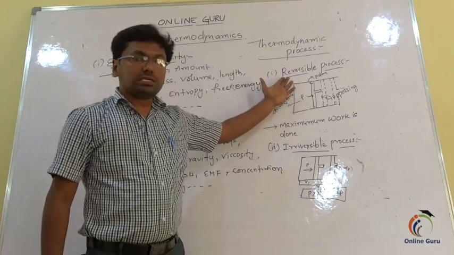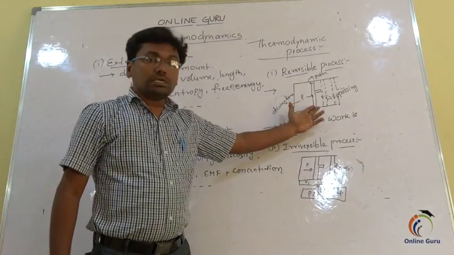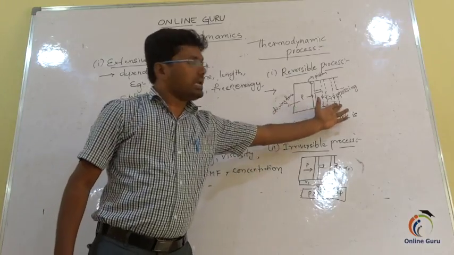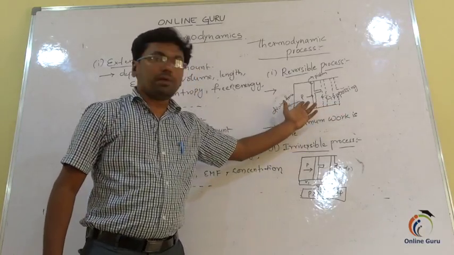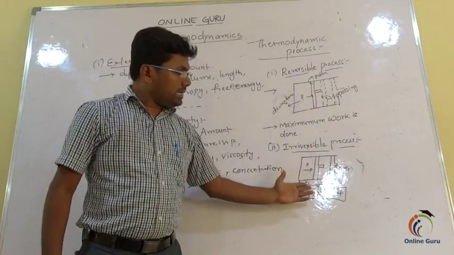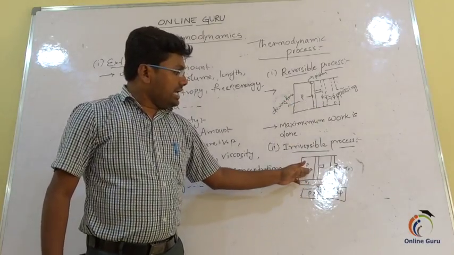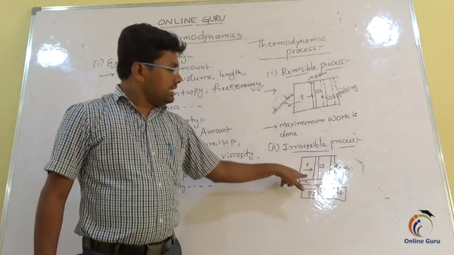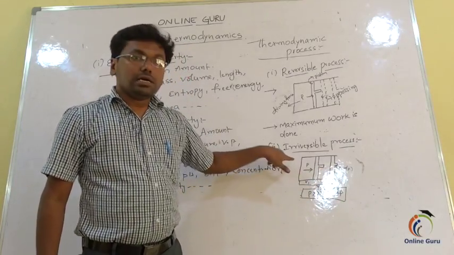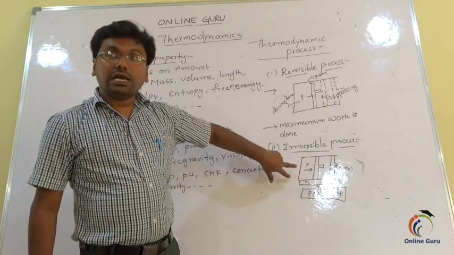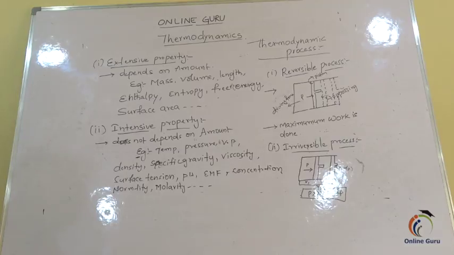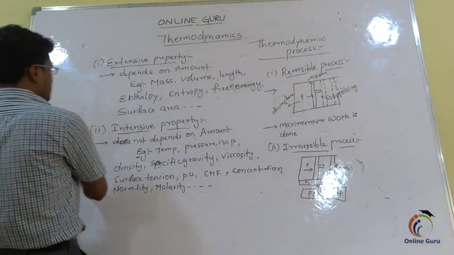Whereas in a reversible process, the gas is expanding in a stepwise manner, so we can say that the maximum work is done. Here, the gas is expanding in a single step, so we can say that the work done is minimum. So these are the two processes which are present in thermodynamics: reversible process and irreversible process.